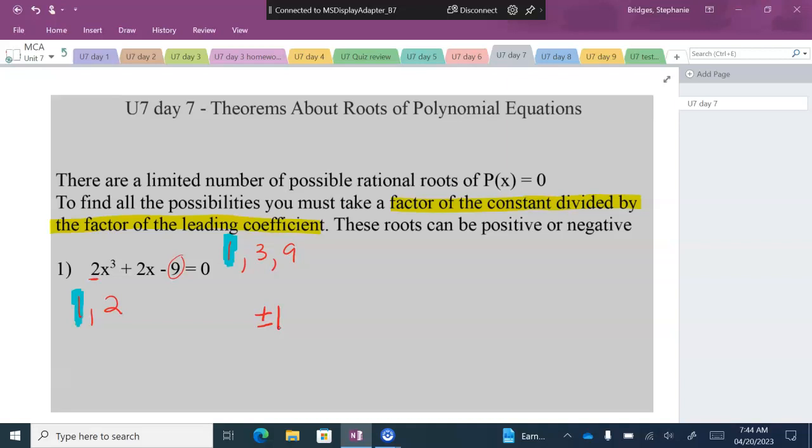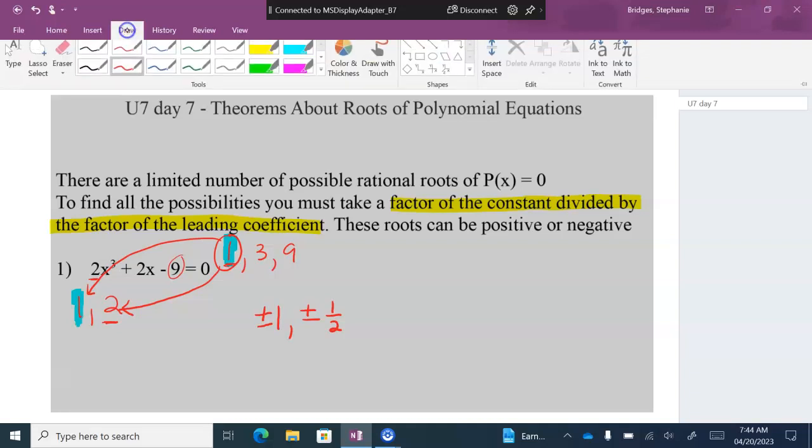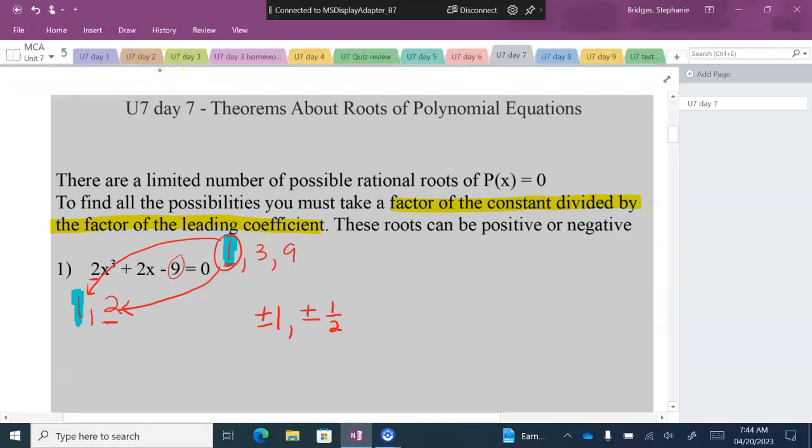Then I do the same thing, but I use this 1 and I do it over the other factor of 2. So it would be plus or minus 1 over 2, which is just 1/2. So I use this 1, I put it over that 1 first, and then I put it over that 2 second. So far, so good? Okay. Do I have more factors of 9 that I haven't used yet in my list? Yes.